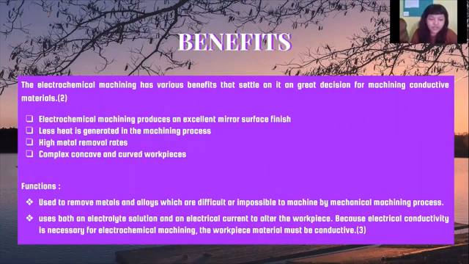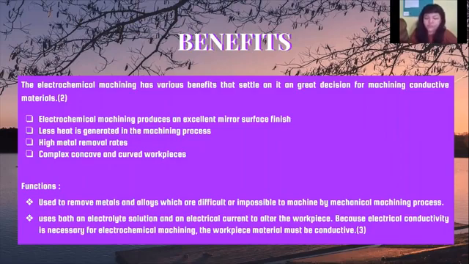And the third is high metal removal rates. It means it's possible to cut even small pieces. The fourth one is complex concave and curved workpieces. It means they can be easily produced using the right convex and concave tools.